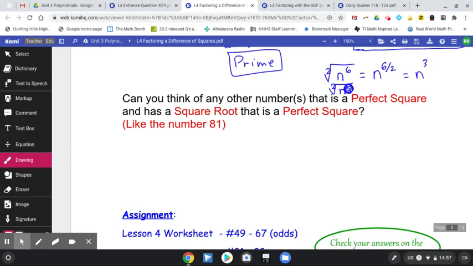So let's think of some other numbers that could happen with. It could happen with 16, because square root of that is 4, which is a perfect square. We already saw this take place with 81. 625 is another one. 256, there's another one. Oh, here's a good one. The most common one is the number 1. So be on the lookout for those numbers.